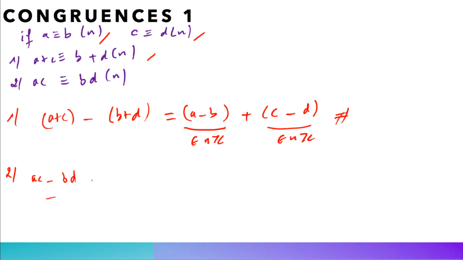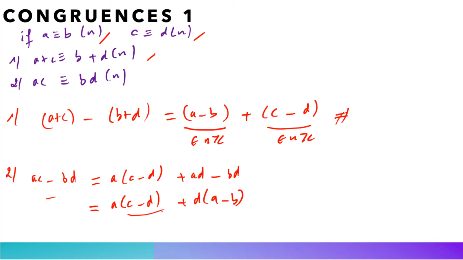To do this, I write that this is equal to a times (c minus d). So I add it to ac minus ad, and to cancel this, I will have to add ad again, from which I subtract bd. Surprisingly, this is equal to a times (c minus d) plus d times (a minus b). But we know that this is a multiple of n, and this too is a multiple of n, which means that ac minus bd is a combination of two multiples of n, and thus it is also a multiple of n. And this ends our proof, from which we know that addition and multiplication are well defined on a clock.